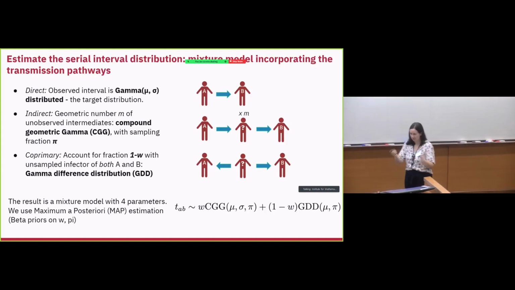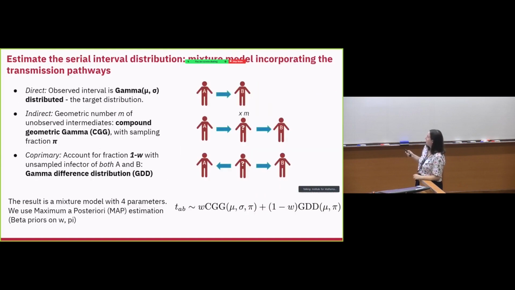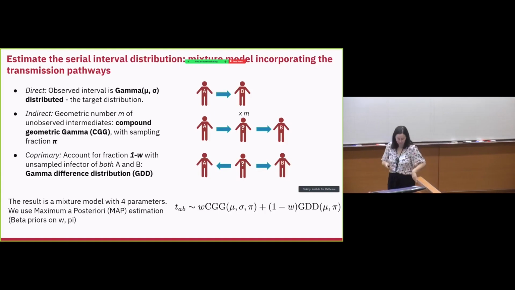And so we go ahead and do the serial interval estimation, like I said, in each of our trees and then combine them together. There's a lot of steps of combining things. And we use maximum a posteriori estimation to fit our data to this model, using some beta priors on these 2 parameters, W and pi. Basically, these represent some knowledge of the sampling level in our population. At what rate are we missing people? And so that's why we chose to put priors on these.